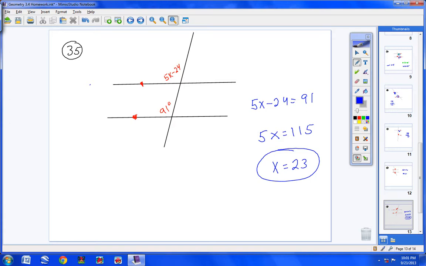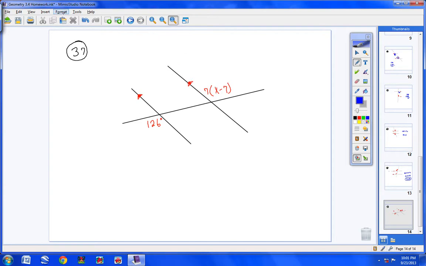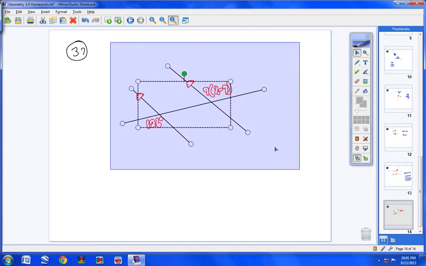Last but not least, the final problem of the homework assignment, so way to hang in there. Number 37. I'm going to go ahead and turn this quickly. We're solving for x.